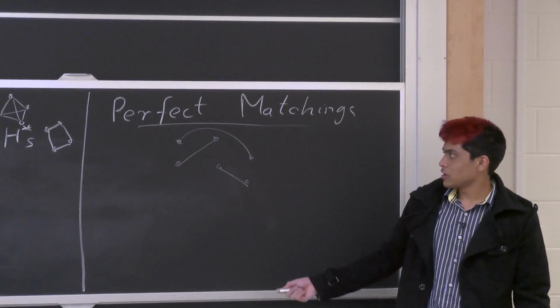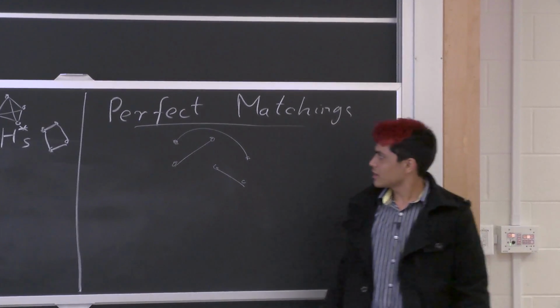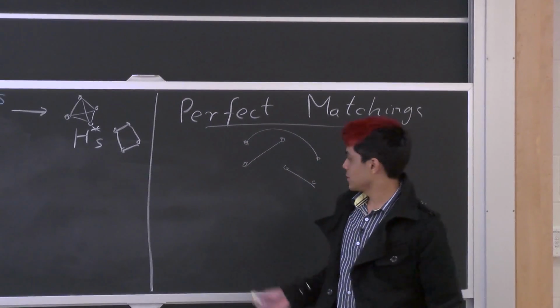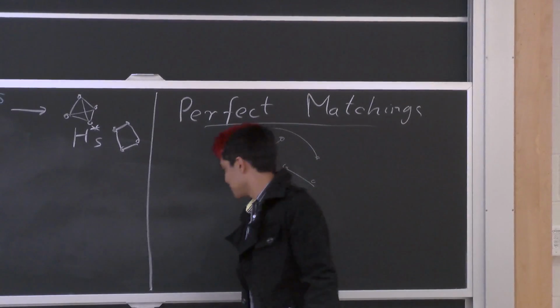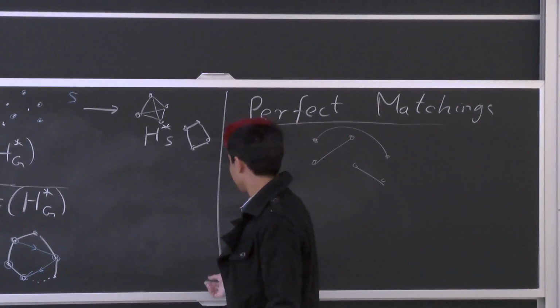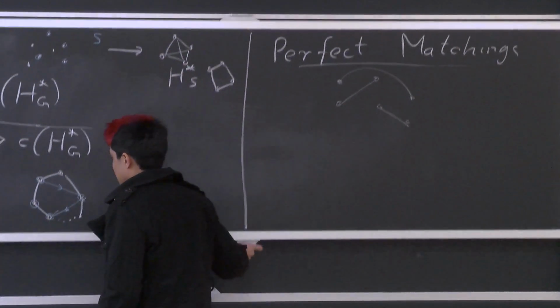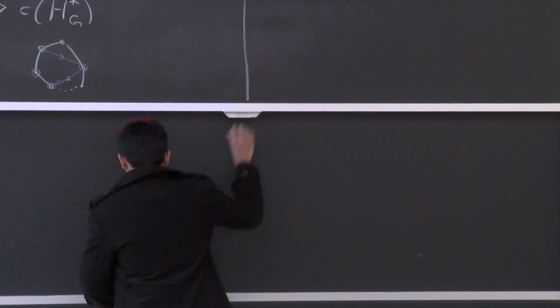I'm not going to go into the algorithm for this. It's kind of complicated, but it uses linear programming, and you can find this for a complete graph, and it's polynomial. So that's good. So given a complete graph, you can find the perfect matching is what you should assume for now.